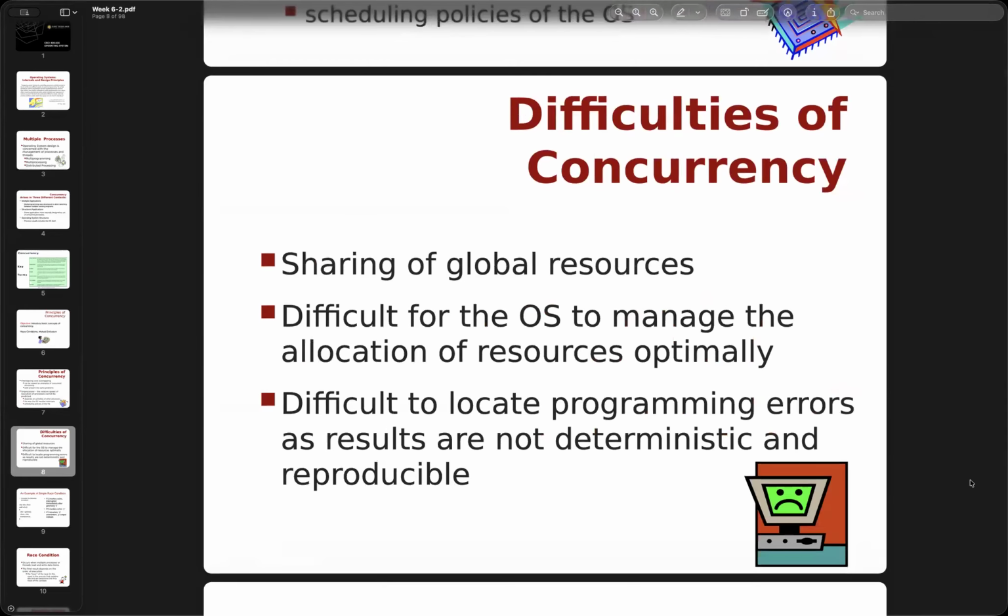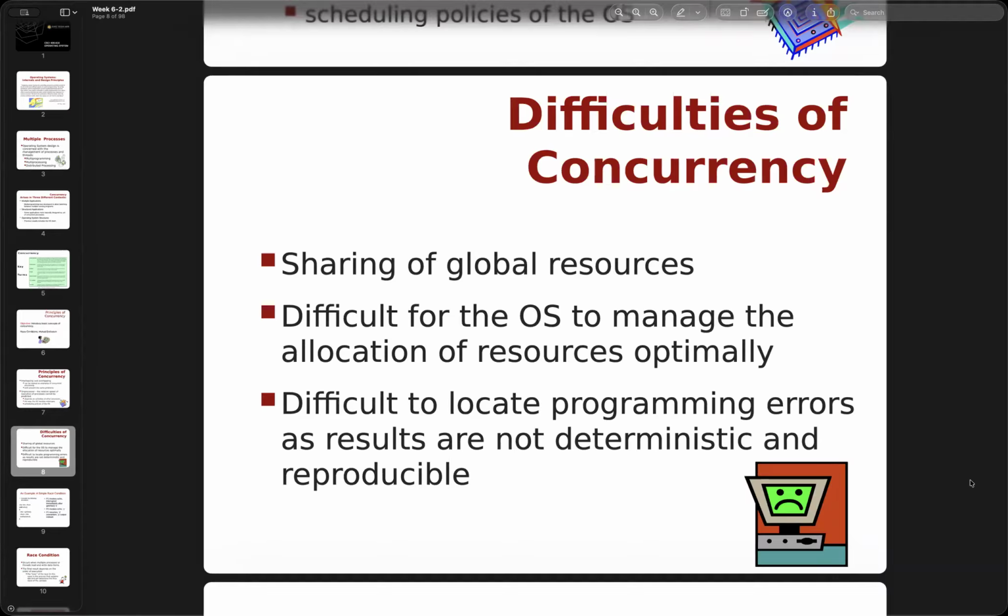And when we talk about concurrency, because processes are working together, we need to think about whether they are sharing global resources, maybe memory or certain data. It is difficult for the OS to manage the allocation of the resources. It is also difficult to locate programming errors, as the results are not deterministic and reproducible. So mainly here is the difficulty.